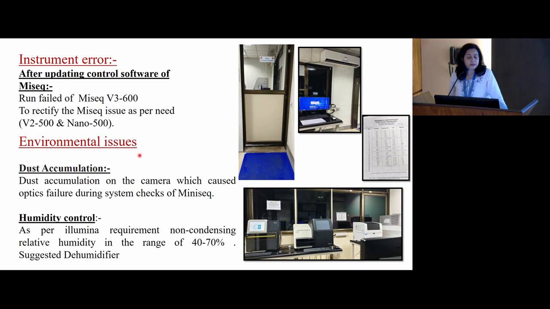Instrument error: sometimes it happens that they come and update your system. After updating the control software, we put a MiSeq V3 run and it failed. So we checked with the V2 500 and nano kits also. In this way we wasted 3 kits, but ultimately the problem was with their update, and we had lost our kits. So we asked for a replacement.